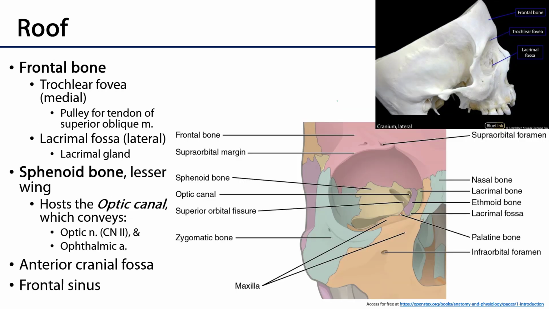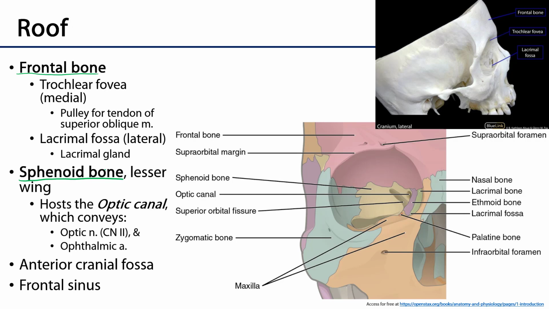So let's look at the roof of the orbit first. The roof of the orbit consists of two bones. There's the frontal bone and the lesser wing of the sphenoid bone. We'll see that the greater wing comes into play with the lateral wall of the orbit.